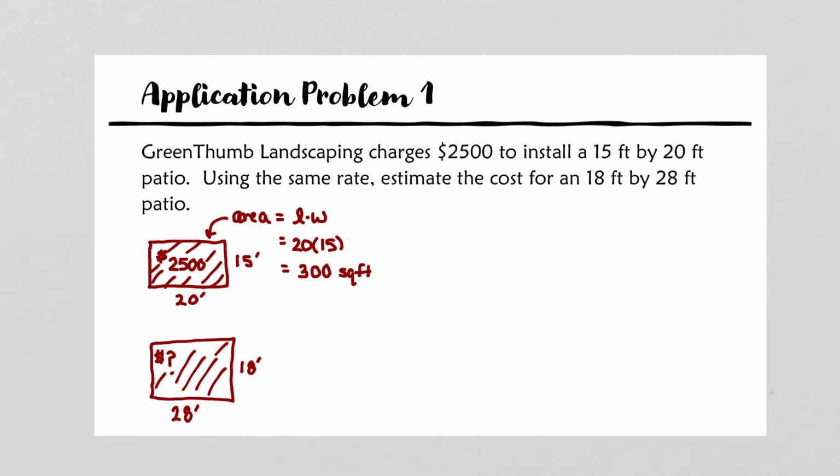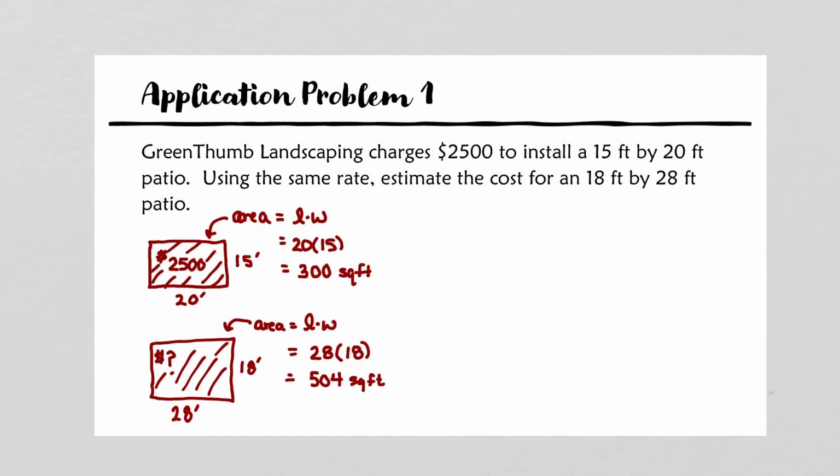How about that second patio? Let's also get an area calculation for that patio. We're going to again take the length times the width, and that means this time we're going to take 28 and multiply that times 18. When we take 28 times 18, we get 504 square feet. And that's how much space that second patio takes up.